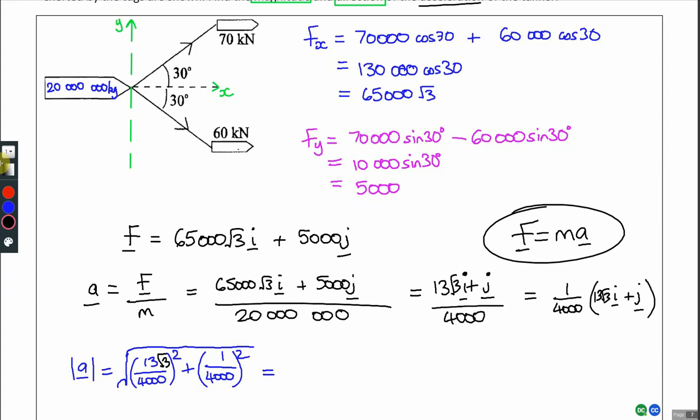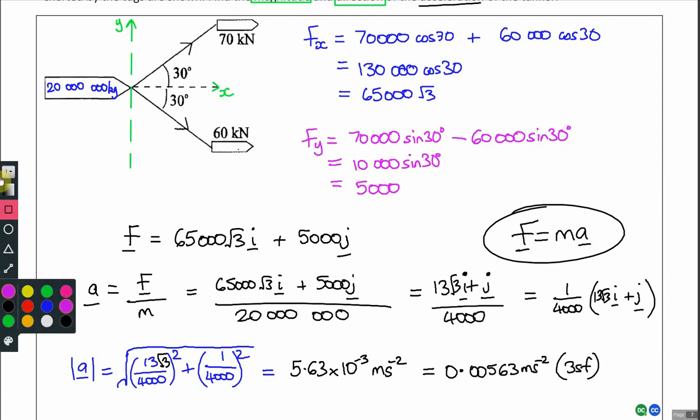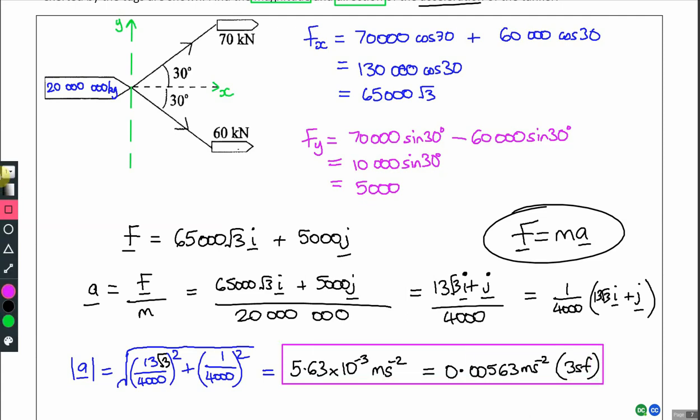Now for this acceleration, I get 5.63 times 10 to the power minus 3. It's an acceleration, so the units will be meters per second squared. That's in standard form because it's such a small number. You don't have to get it out of standard form, but it's worth practicing that. So that'll be 0.00563 meters per second every second. I've rounded that to 3 significant figures. So presenting your answer in either of these two formats would be correct. Make sure you've got units though, and show that you've rounded.